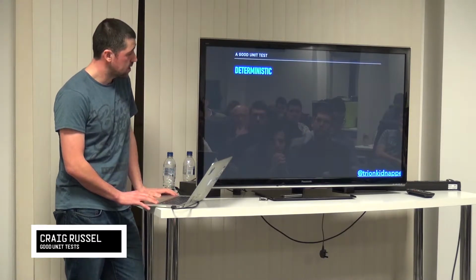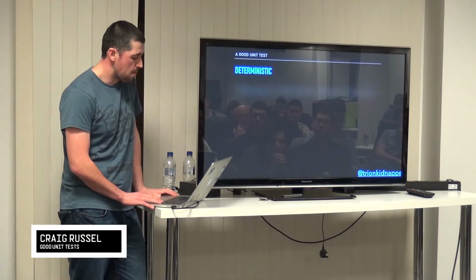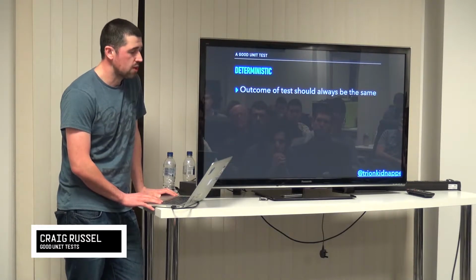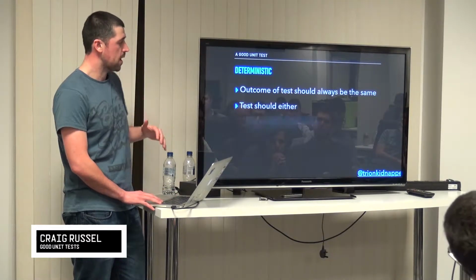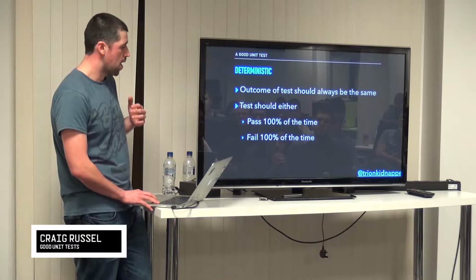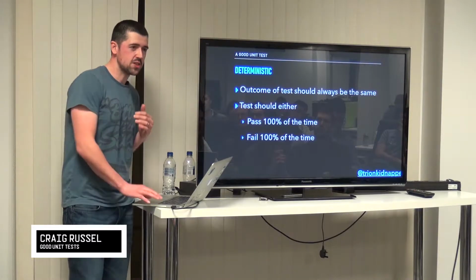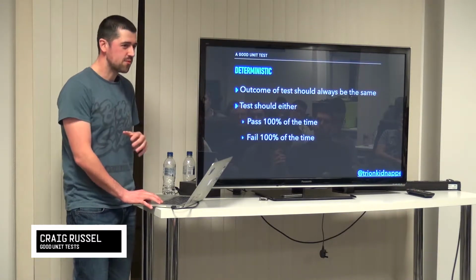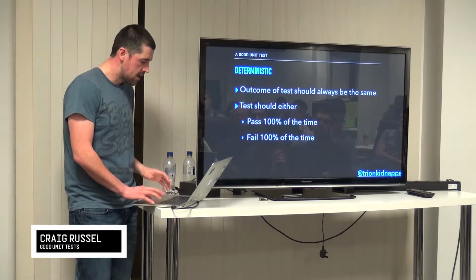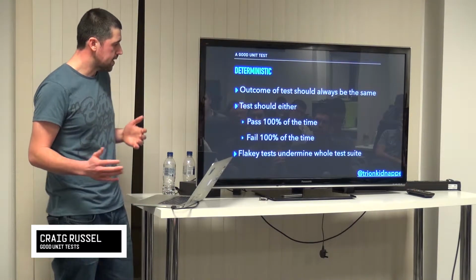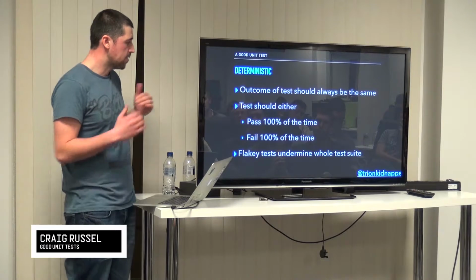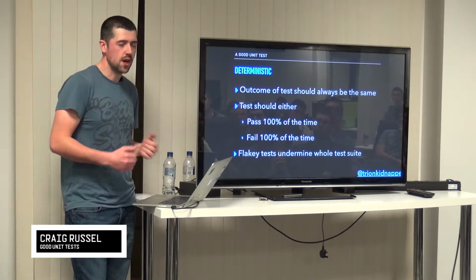So the next one is deterministic. What that means to me is that if you run a particular test, it should always pass or it should always fail. Any test which sometimes passes, sometimes fails, you get the false negatives and so on. So I call them flaky tests. And for me, they can undermine the whole confidence in your entire build system.